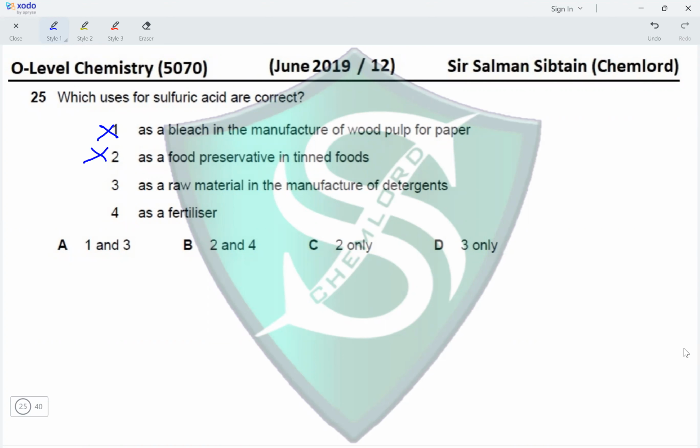3, as a raw material in the manufacture of detergents. Yes, sulfuric acid is used to make detergents. And 4, as a fertilizer? No, sulfuric acid as an acid is not used as a fertilizer, but is used to make salts that are used as fertilizers, for example, ammonium salt, ammonium sulfate. So statement 4 is incorrect. So out of the four given statements, only 3 is correct, making option D the correct option for this question.